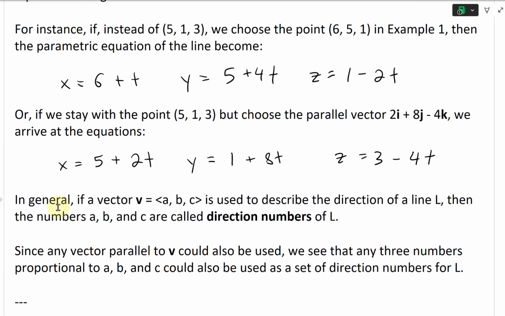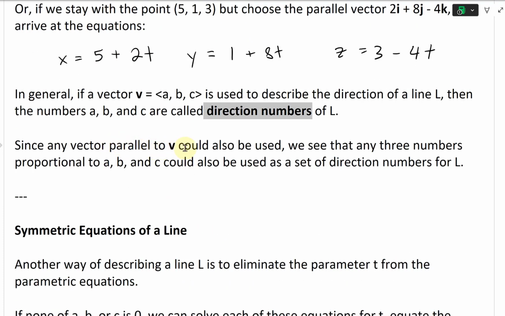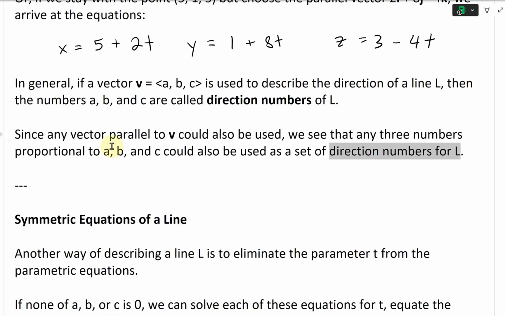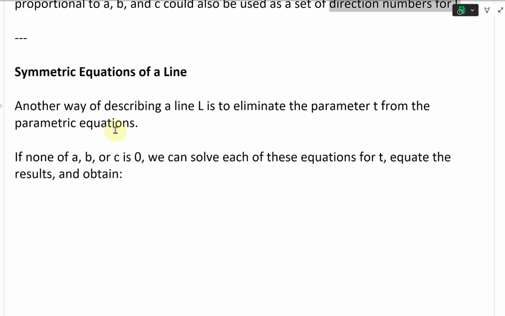All right, so in general, if a vector v with components a, b, c is used to describe the direction of a line L, then the numbers a, b, and c are called direction numbers of L. Since any vector parallel to v could also be used, any three numbers proportional to a, b, c could also be used as a set of direction numbers for L. You can switch them up as long as they're proportional, or in other words, scalar multiples of each other, and use any starting point on the line in this equation.